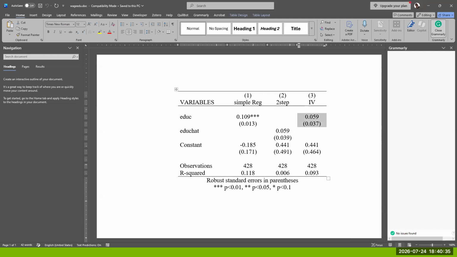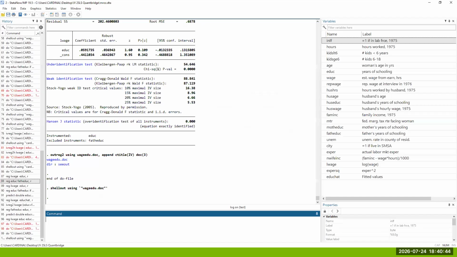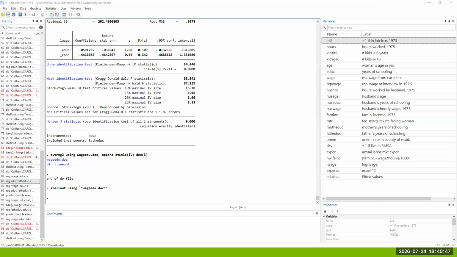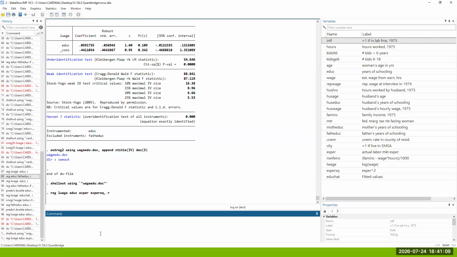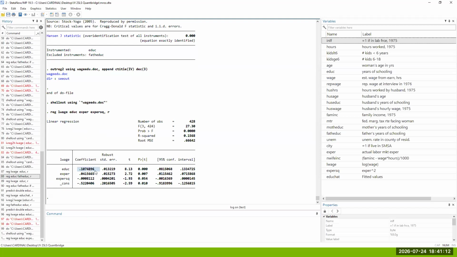Now, I would introduce more variables into the model, such as experience and the squared term of experience. So we go to the multiple regression stage where we have wage being influenced by education, experience, and the square term of experience as the OLS. Our estimate is virtually the same here.